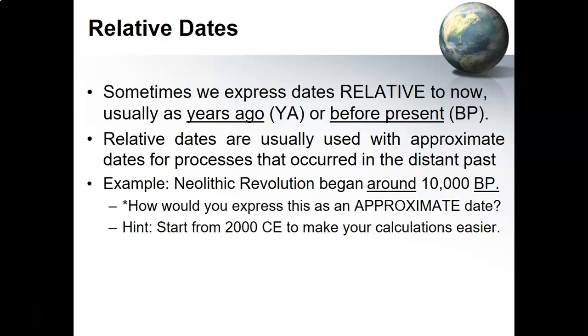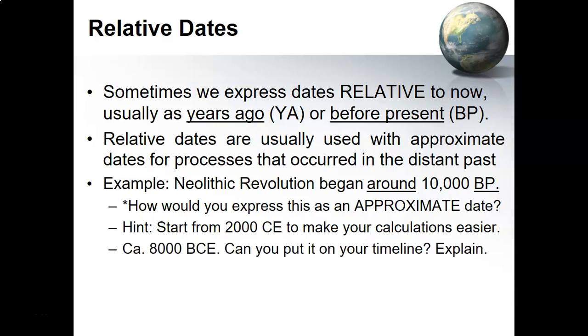So if you start from 2000 of the Common Era and go back 10,000 years before that, what is the date? To express this fully, we'd have to say circa 8,000 BCE. BCE because we're on the left of 0.